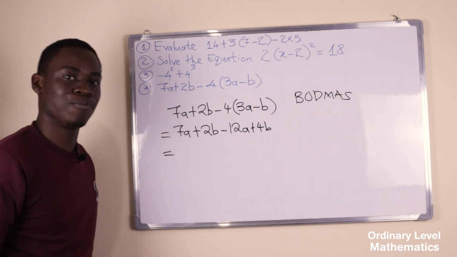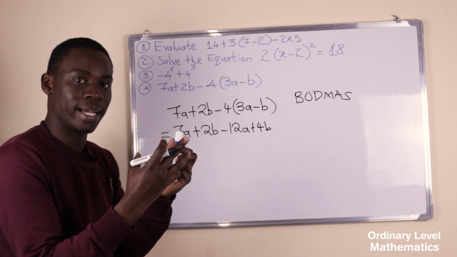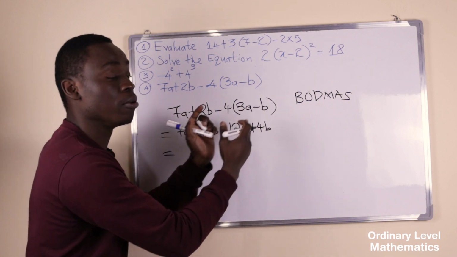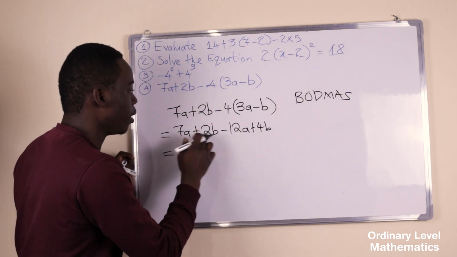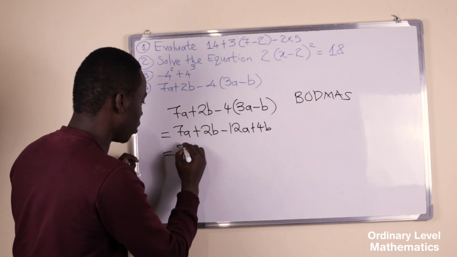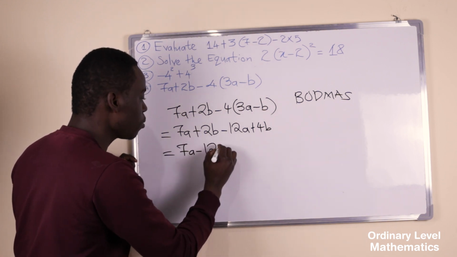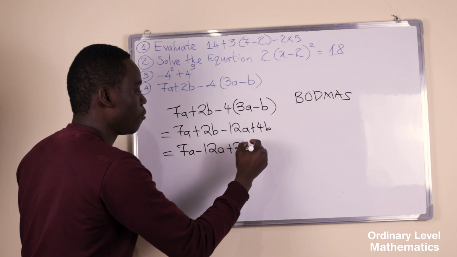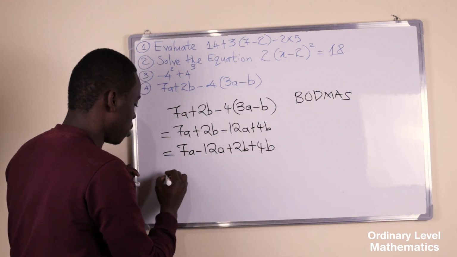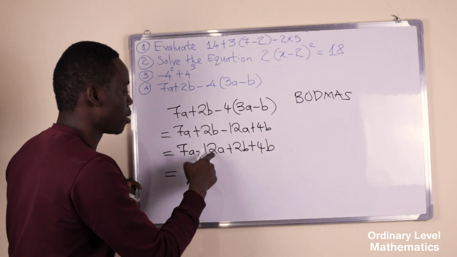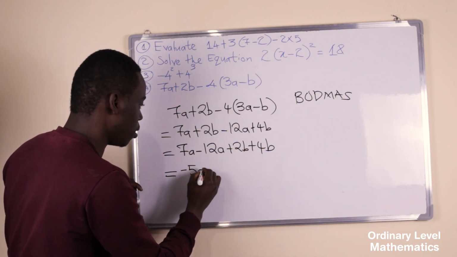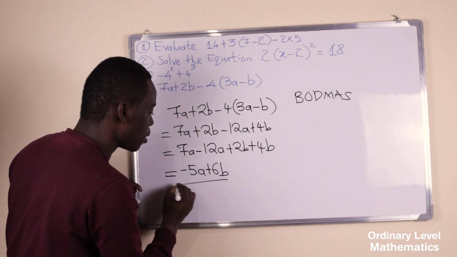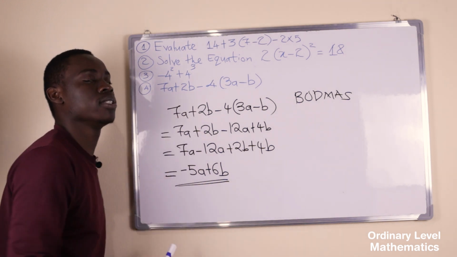And when you reach at this stage, you look at your variables and then you group the like terms. The like terms in our case, we've got a, which are alike, and we've got b separately. So how do we do that? 7a and negative 12a are alike, so we group them together while keeping their signs. This is plus 2b, which has remained, plus 4b. Simplifying it, hence 7a minus 12a is negative 5a, plus 2b plus 4b is 6b. Hence, this is our final answer for this expression.